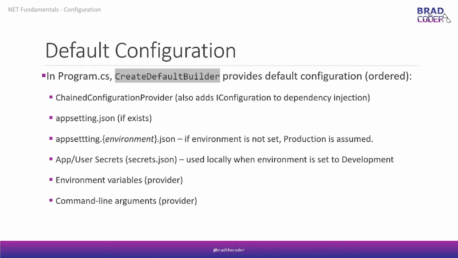Simple as that. When you're developing locally, if you have your environment set to development, you can actually use your app secrets or user secrets file, which is great to go ahead and override any of those app settings. Specifically in cases where you don't want to check in your username, password, or connection string into source control, which is bad practice, you would go ahead and override that with the local user settings.